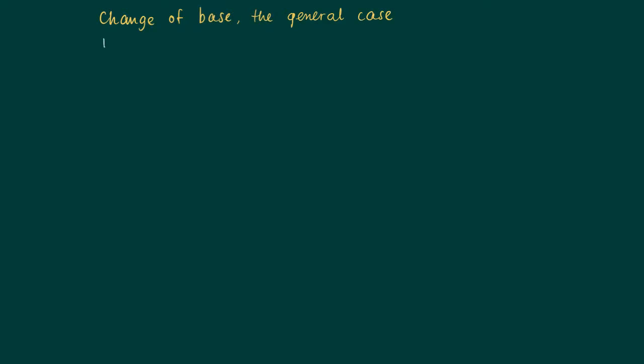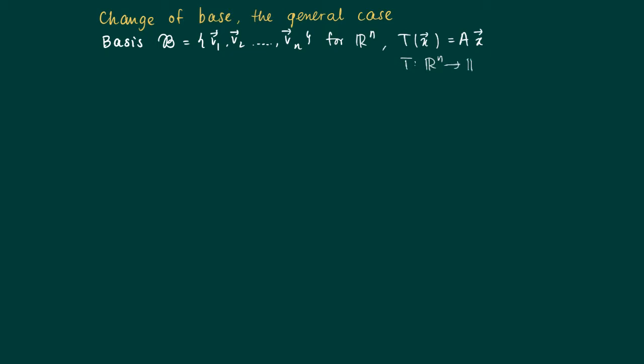So now we discuss the change of bases, the general case, and we will express a linear transformation with respect to several bases. So consider a basis beta, v1, v2 until vn, as an alternative to the standard basis consisting of the standard unit vectors. So suppose T(x) equals A times x with respect to the standard basis. So the standard coordinates are used here. So this is a transformation from Rn to Rn.